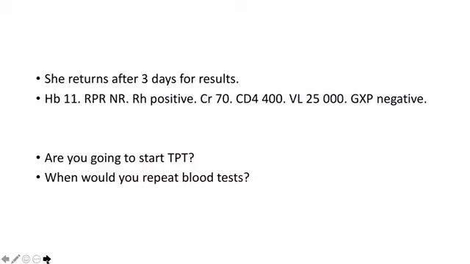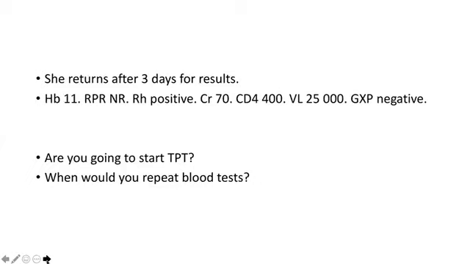Okay, so we're going to reinitiate ARVs, and it's going to be TLD. We've taken our baseline bloods, and when she comes back, these are the results. So she is now pregnant, and she's been reinitiated on ARVs. Her Hb is 11, basically her booking bloods are normal. Her CD4 count is 400. Her baseline viral load is 25,000, and her GXP is negative. So question, are we going to start TPT? And when would you next repeat her bloods?